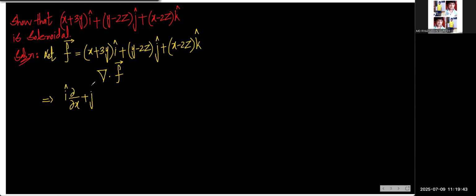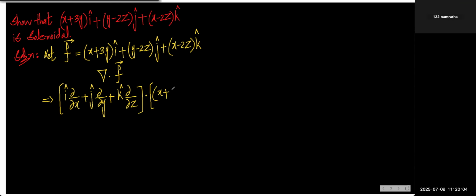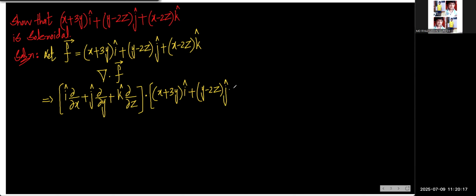That is, it implies del dot f, where del is i cap dou by dou x plus j cap dou by dou y plus k cap dou by dou z, and f value is (x plus 3y) into i, plus (y minus 2z) into j, plus (x minus 2z) into k.